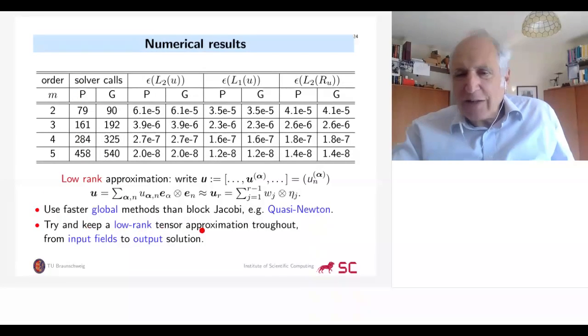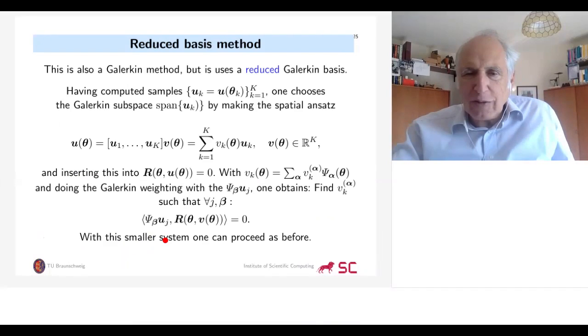And this can be accelerated now by using faster methods than Block-Jacobi and by using low-rank tensor approximation. So I'm not going to be talking about this. I'm just touching on it. So the next thing I want to touch on is the reduced basis method. It's also a Galerkin method, but it uses a reduced Galerkin basis.